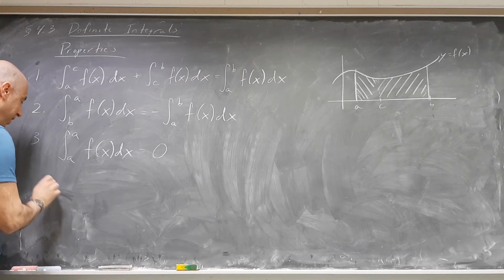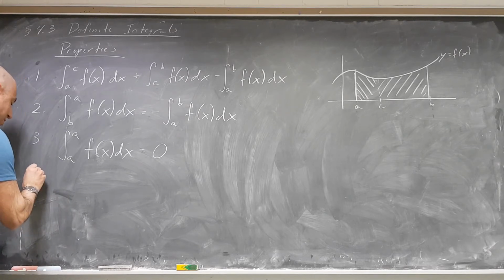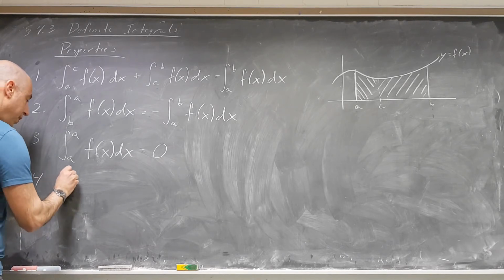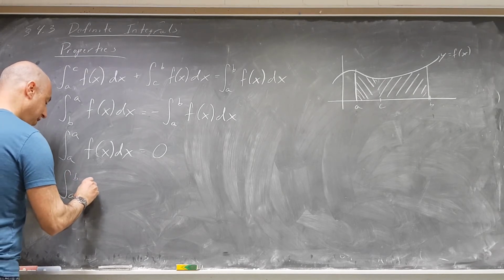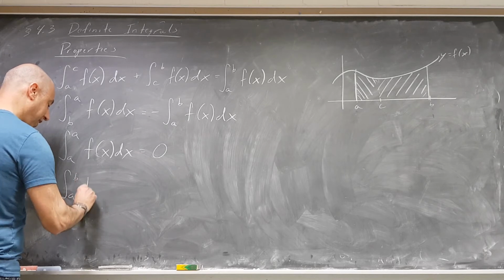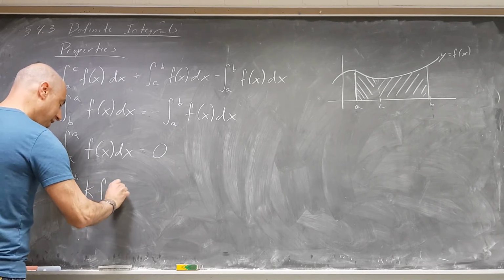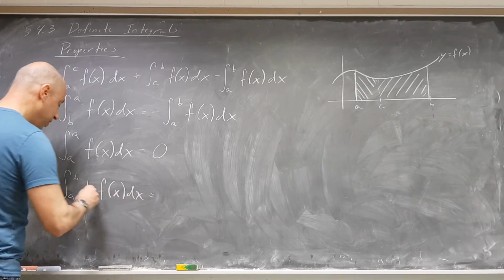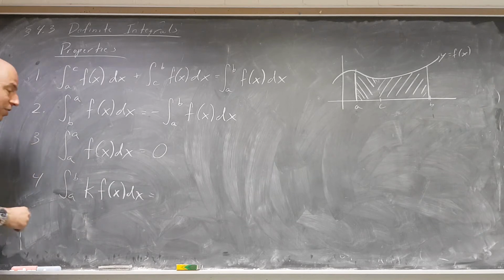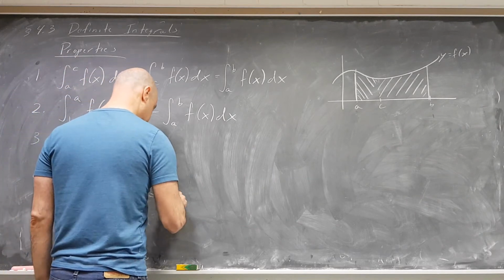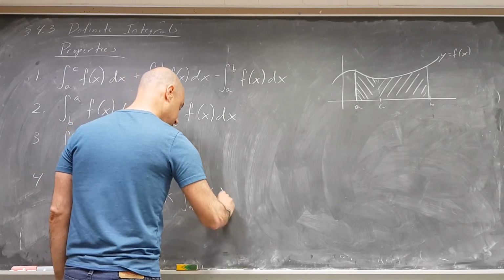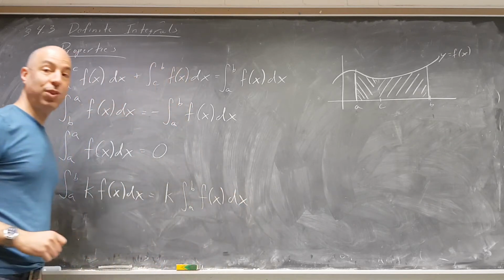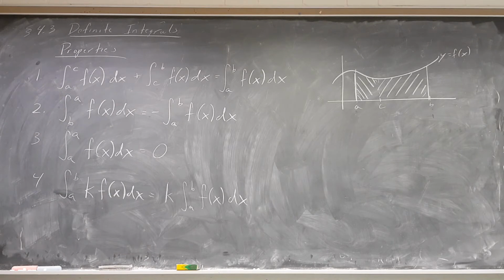And two more properties which we have seen so many times this semester. The integral from a to b of a constant, which I'll call k, times f of x dx. You can pull the constant right through the integral sign, just like you can with limits, just like you can with derivatives. We've seen this property so many times.